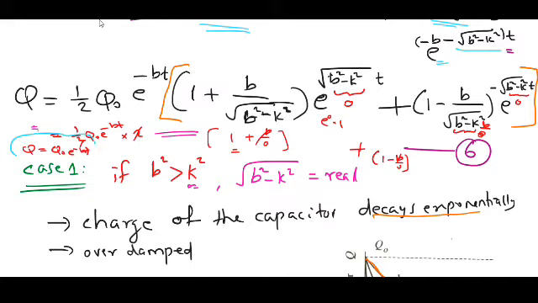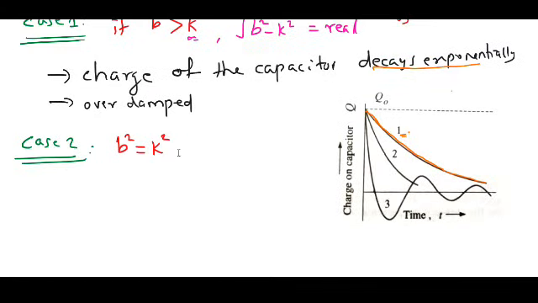This q equal to q0 e power minus bt is a pure exponential decrease. If you come to case 2, here you can see this is an exponential decrease. The charge decreases to 0 exponentially in a short time. That is called critically damped.